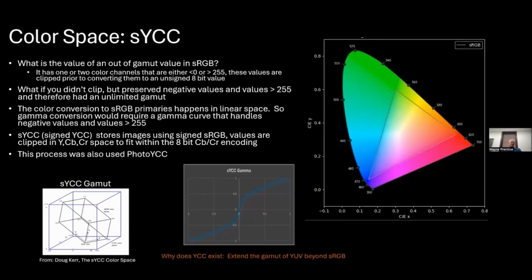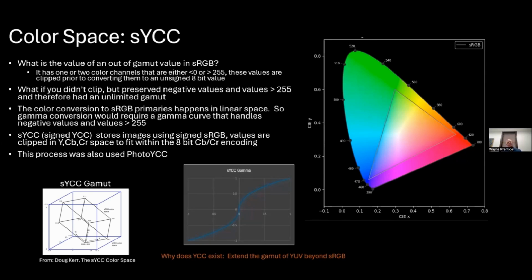So here's a fun color space. It's called sYCC, and it's basically the same as sRGB that we talked about earlier, but it's converted to this YCC, and it's called unclipped RGB. So why is that important? Well, it's a fun color space because this is the same trick that was used in photo YCC, which predated it by a decade.